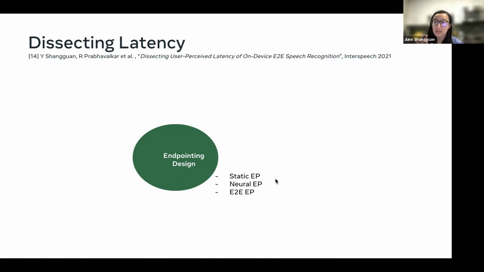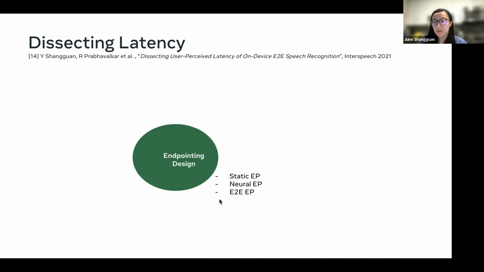We want to explain the three kinds of endpointers we use. The static endpointer basically starts counting as the model emits an epsilon, a blank, and it counts until a certain amount of silence and closes the microphone. So it's a very mechanical way to determine endpointing. Neural endpointer is a very lightweight 1 megabyte model or 2 that actually models silence versus non-silence. So it also has a threshold. So if you have a probability beyond this threshold for a certain amount of time, we close the mic.